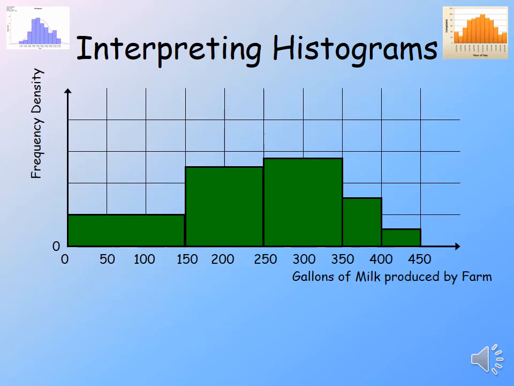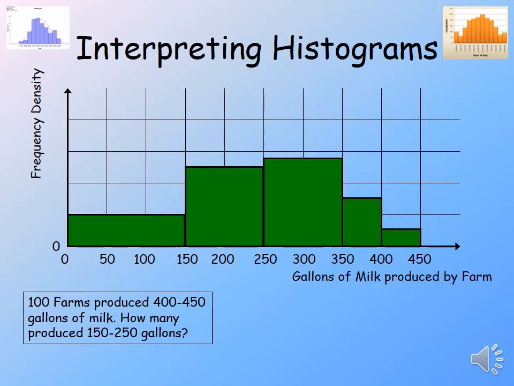Okay, moving on. Okay, see what the question is. 100 farms produced 400 to 450 gallons. How many produced 150 to 250 gallons? So slightly different question here. Okay, going to leave you to mull over and then I shall go over the answer. Okay, so I hope you froze the screen. 5 seconds. 1, 2, 3, 4, 5.